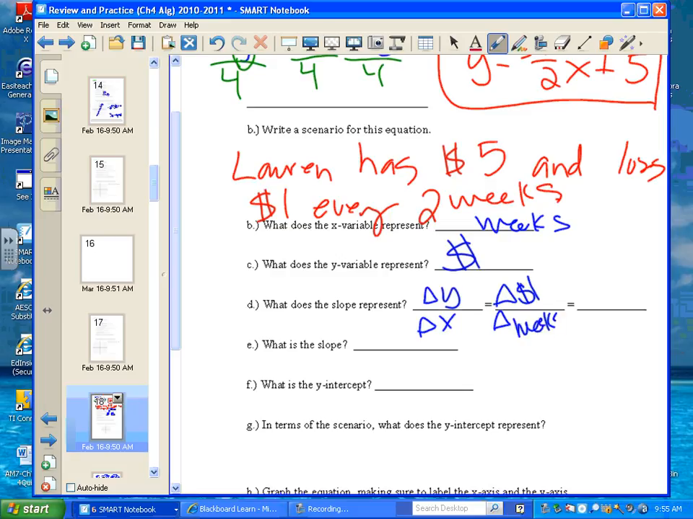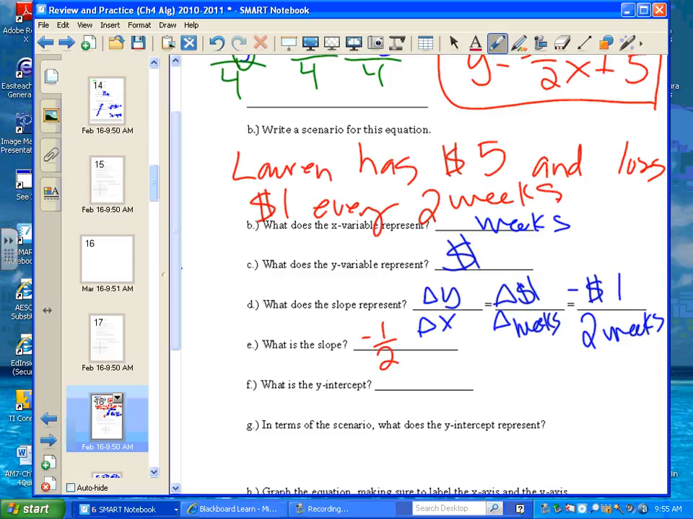And Trevor, what's the last part of slope? Good. Negative $1 over 2 weeks. Please make sure you have all 3 things for slope. Okay, and then what is slope? For letter E, all you're doing is writing negative 1 over 2.